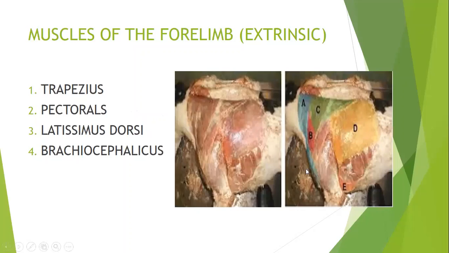This is the brachiocephalicus. So take note that their origin is on the trunk of the animal. For example, for the latissimus dorsi, this one, letter D, its origin is actually here.